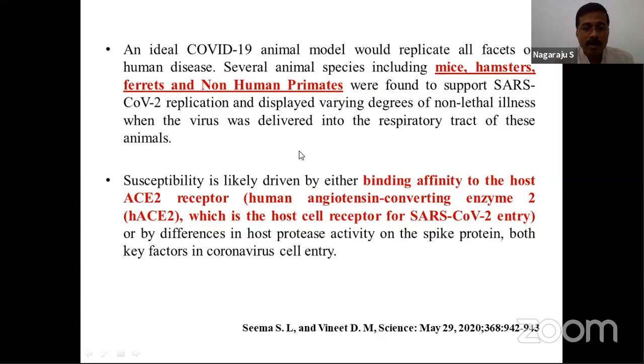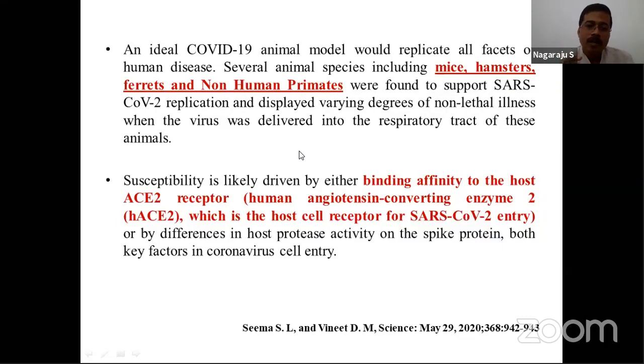The susceptibility is likely driven by binding affinity to host ACE2 receptors. Earlier speakers have spoken about how the COVID-19 infection happens in the system, how the entry of this virus takes place. It's a very simple thing. The virus comes, it has spike proteins around its surface, the viral proteins. Now it enters the respiratory tract, the upper respiratory area.